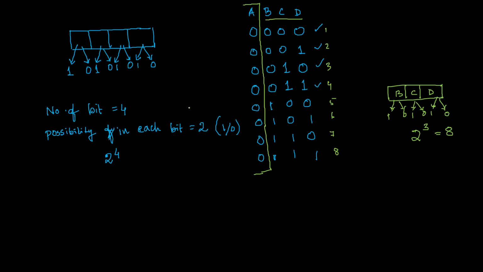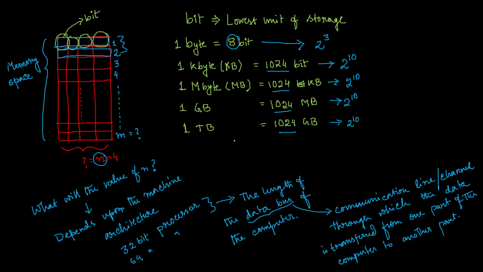So that means if you increase the length of the bit from 4 to 5, if the number of bits is 5, then the number of combinations will become 2 to the power 5. If the number of bits is 6, it will become 2 to the power 6. This 2 remains the same, because I have 2 possibilities. And that is the reason we see 2 to the power 3 every time. This 2 exists everywhere.